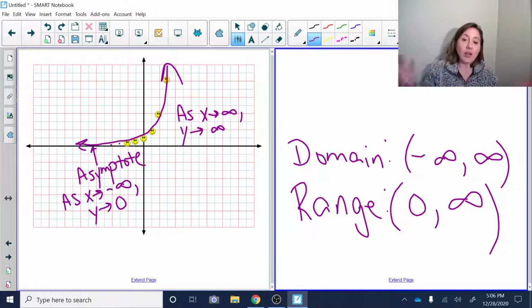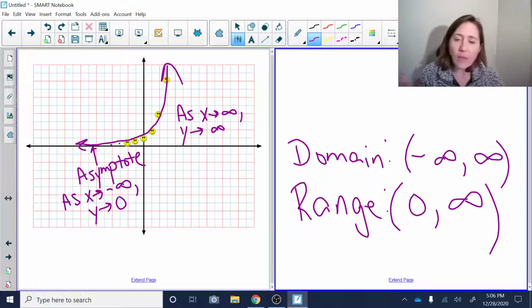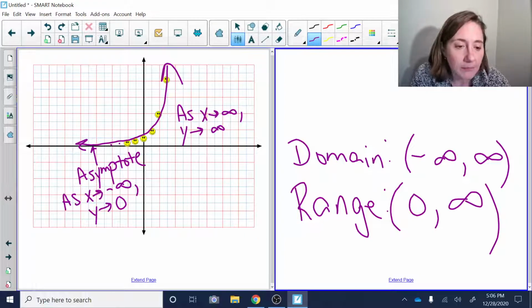So there's your range. Let's see, what else should we talk about with that? Well, that's probably good for that. So exponential functions will have this basic shape to them. Let's look at where we might use this.